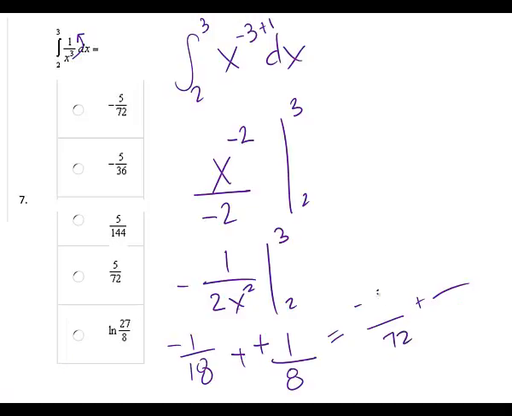Is it 4? Is that right? Yeah. Okay. How many times does 8 go into 72? 9. So -4 and +9 is 5 over 72. It's looking like this one. That says a 72.